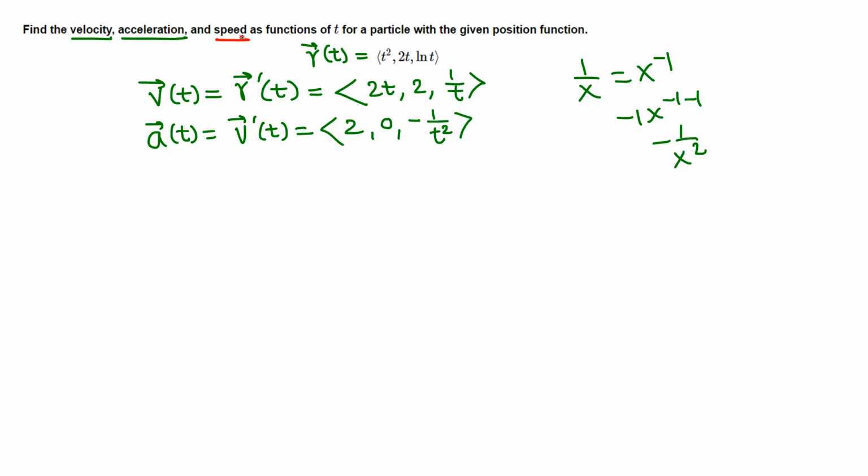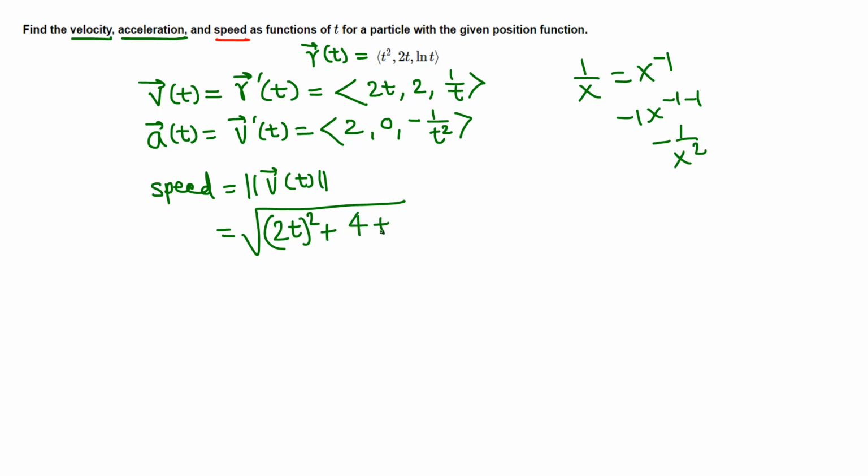And we need to find the speed. So speed is just the magnitude of velocity, which is the square root of the sum of the velocity components squared. Here are the velocity components, 2t, 2, 1 over t. So (2t)² plus 2² (which is 4) plus (1/t)². Okay. If this quantity is a perfect square, then we can cancel the square and square root.